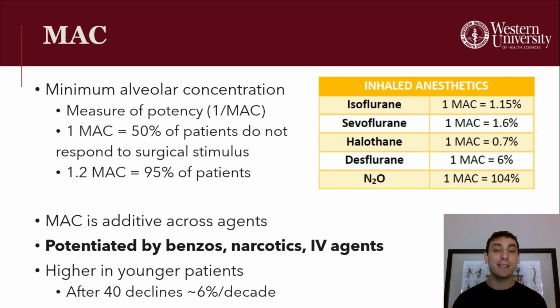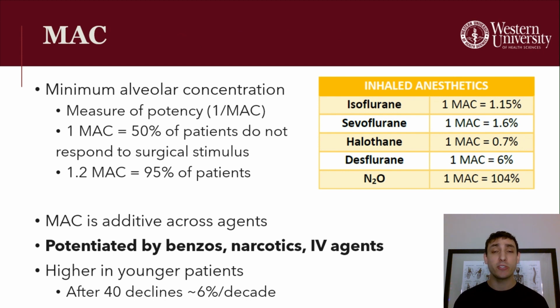Different gases have different MACs, as you can see in this table. Like SIBO has a MAC of 1.6%, and MAC is great because these are additive across agents, so you can have a really good understanding of where you're at with your depth of anesthesia by thinking about MAC. These are also potentiated by your benzodiazepines, narcotics, and IV agents like propofol that you're most likely going to give one or all to your patients. So you don't need to always run at a MAC of 1.3 to make sure they're under.